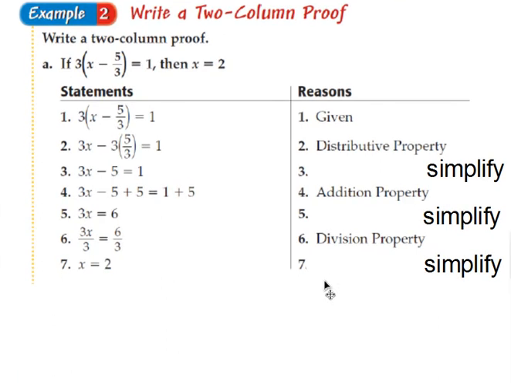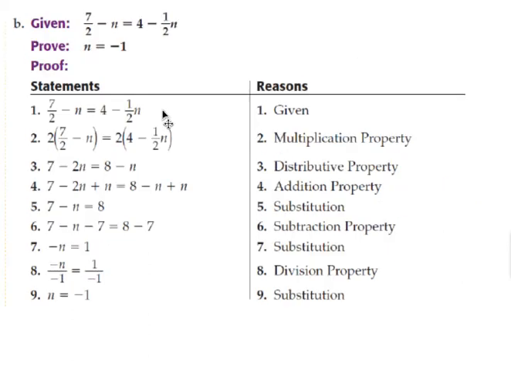Alright, this is just a simple two-column proof using algebra. This is just to get you in the idea of doing proofs. We'll do geometric proofs later, but for right now, the algebra ones I just want you to do so that way you can see how it works. Alright, let's do the next example, which I believe is the same thing.